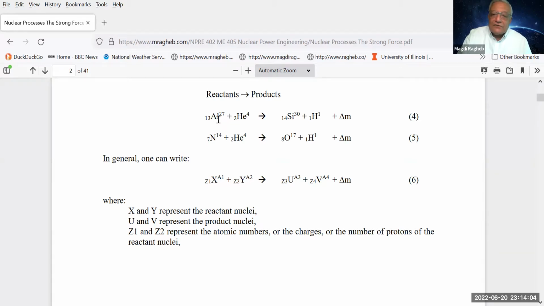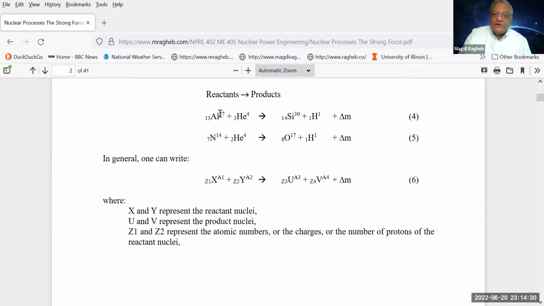You'll find that 13 plus 2 should be equal to 14 plus 1 in the products. Here, 7 plus 2 in the reactants is also equal to 8 plus 1 in the product. So charge is conserved. Another conservation law applies here, which is the conservation of the total number of nucleons.